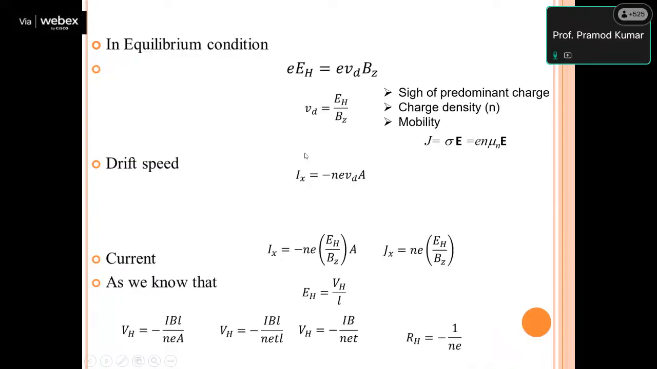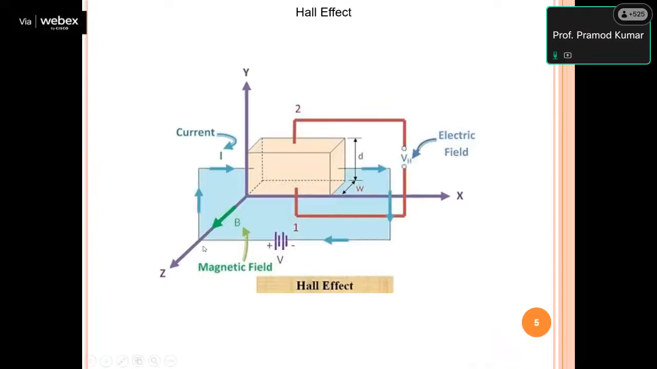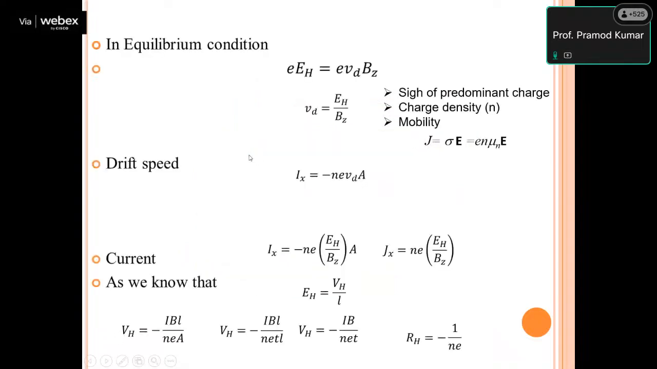Because current is flowing along the x-axis, we can easily write the expression. Current is flowing along this direction, and this is the cross-sectional area A. So I_x, which is flowing along the x-axis, is equal to minus N e v_d A. We can replace this drift velocity using this expression, so we get I_x equal to E_H by B_z multiplied by A. Then the current density equals N e E_H by B_z.